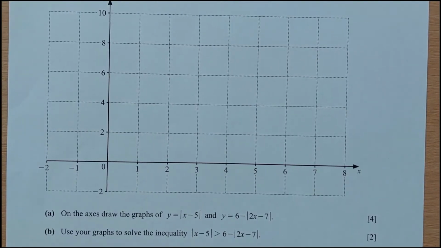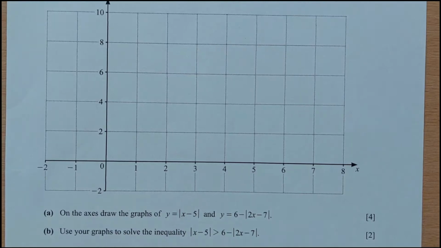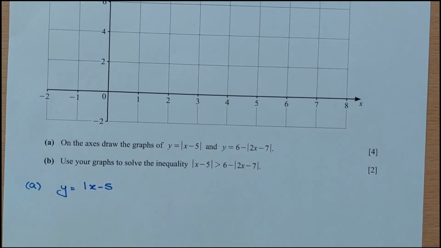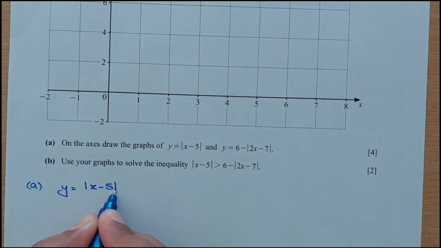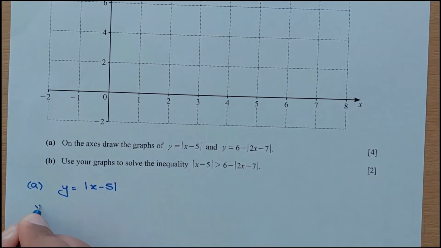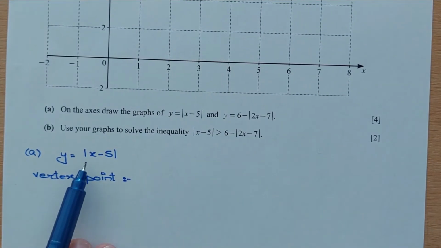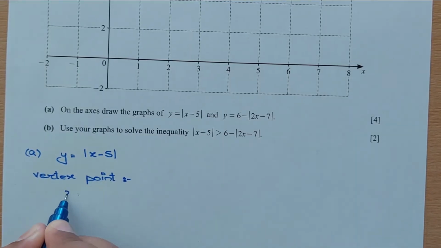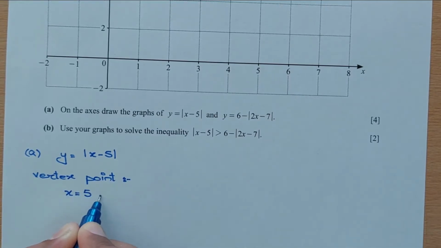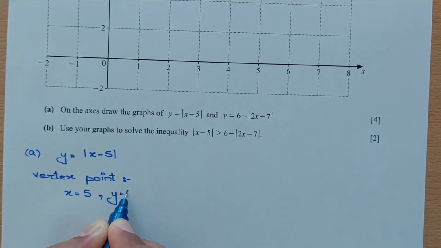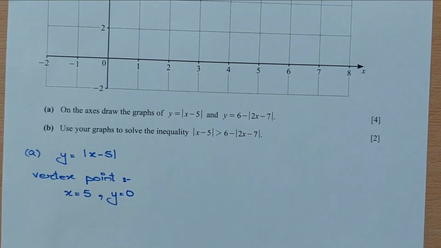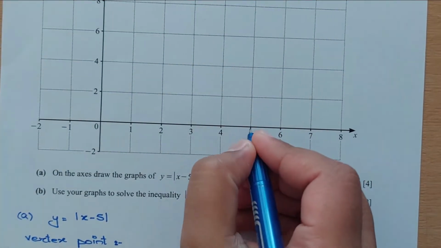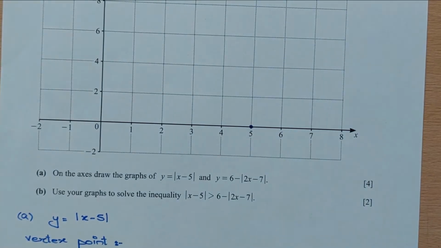If I use this function y equals absolute of x minus 5, first we need to find the vertex point. We can get the vertex point by setting the expression inside the absolute sign equal to 0. So x is equal to 5, and when we substitute x equals 5 we get y equals 0. So the vertex point is x is 5 and y is 0, this point.